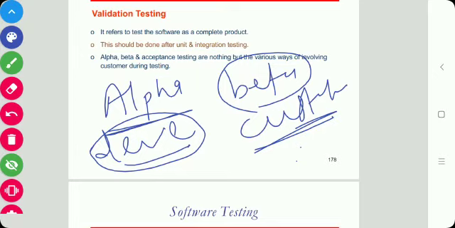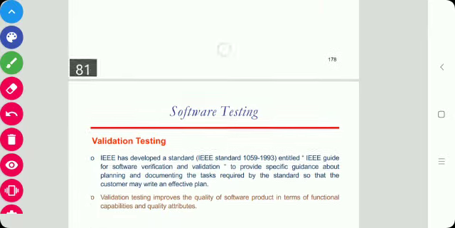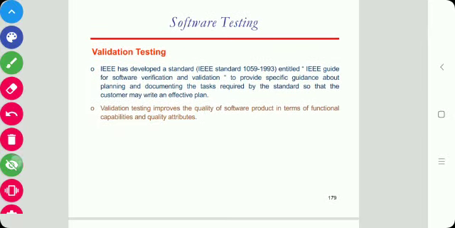So this is validation testing. For that purpose IEEE has developed a standard, entitled IEEE Guide for Software Verification and Validation, so that the customer may write an effective plan. Validation testing improves the quality of a software product in terms of functional capability as well as in terms of quality attributes. So it is necessary to do validation testing. Okay, so thank you.